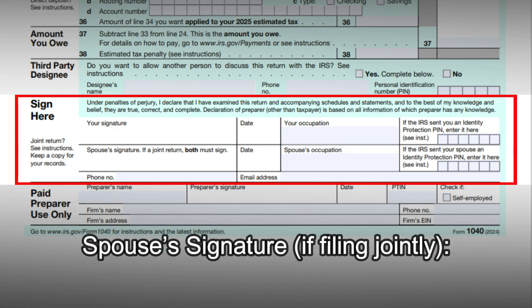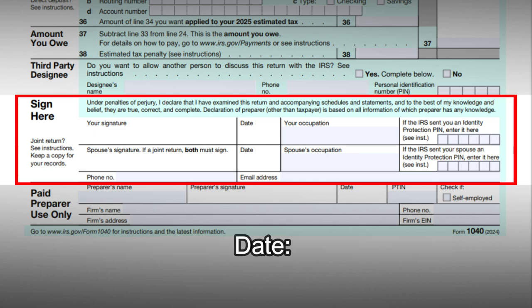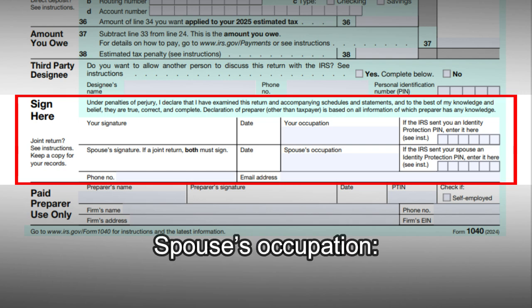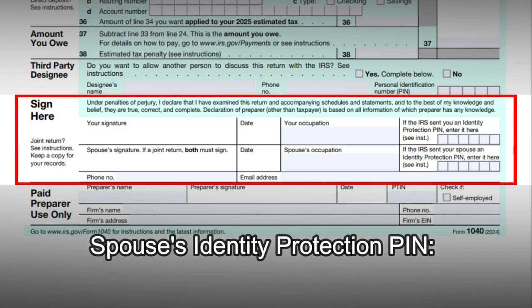Spouse's signature. If you are filing a joint return, your spouse must sign here as well. Date. Your spouse signs and dates the return. Spouse's occupation. Similar to your occupation, your spouse should list their job or occupation. Spouse's identity protection PIN. If your spouse received an identity protection PIN from the IRS, they should enter it here.